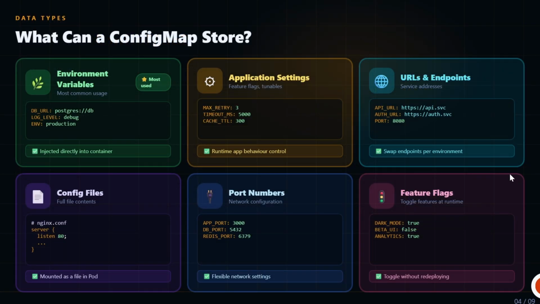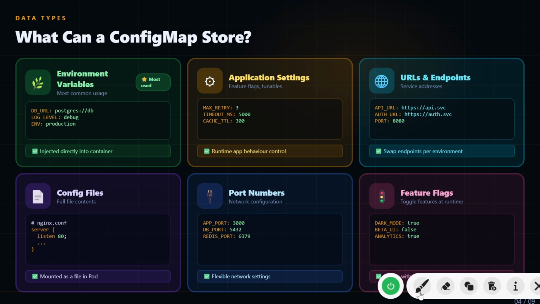Now let us see what a config map can store. There are multiple things a config map stores. One is environment variables, application settings, URLs and endpoints, config files, port numbers, feature flags like dark mode. Those are some toggle features at runtime if you want to enable them. Obviously you cannot recreate the entire application for this particular toggle purpose, right? So it's just a simple config file change and redeploy the application. The same image will be used, but with newly applied configurations. Okay, so this is the example.